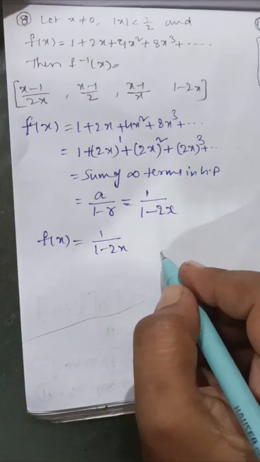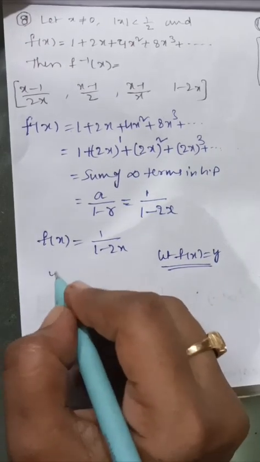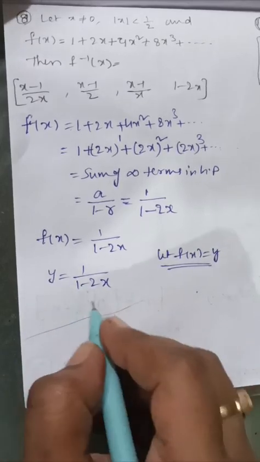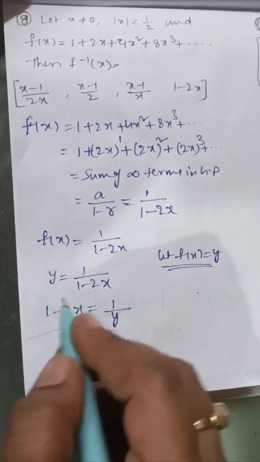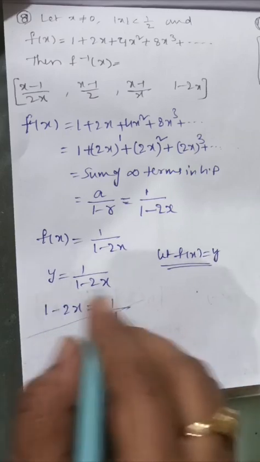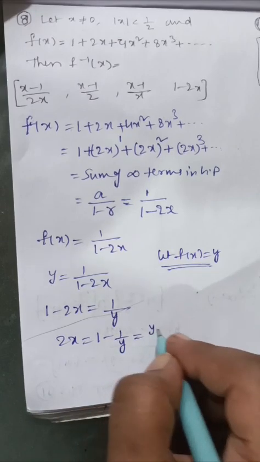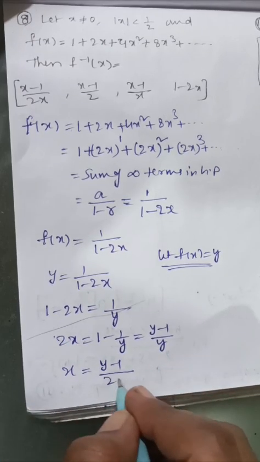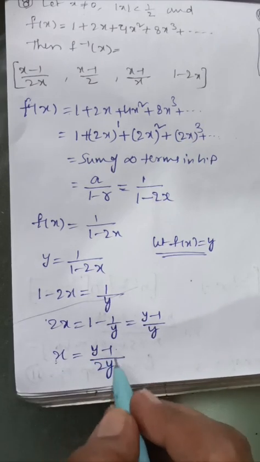So to find f inverse of x, first let f of x equal to y. So y equal to 1 by 1 minus 2x. From this, just simplify and find what is x. So 1 minus 2x equal to 1 by y. Do cross multiplication, taking y down. So minus 2x is 1 minus 1 by y, which is equal to y minus 1 by y. Then x equal to y minus 1 by 2y. So this is the x value. x is y minus 1 by 2y.